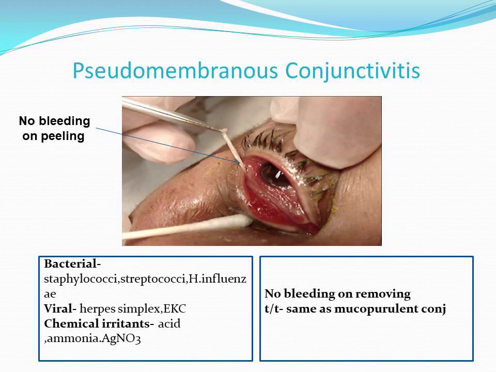Then pseudomembranous conjunctivitis. We can see here there is no bleeding on peeling. It means it is a pseudomembrane. It is caused by streptococcus, viruses, herpes simplex, and some chemicals such as ammonia and silver nitrate. It is treated as mucopurulent conjunctivitis. Now we are going to the next slide.